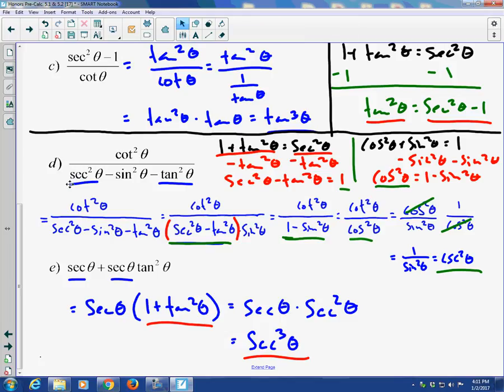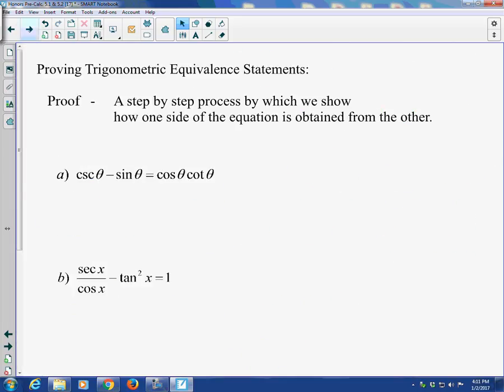All right, guys. So what we're going to do now is move on and look at some proofs. Proving trigonometric equivalence statements. Basically, we're doing all the same steps we did with simplification, but now we're trying to show that two expressions are equal. In these proofs, we're going to use a step-by-step process to show how one side of the equation is obtained from the other. That basically means we're going to take one side of our equation and work with that one side to show that it equals the other side of the equation.